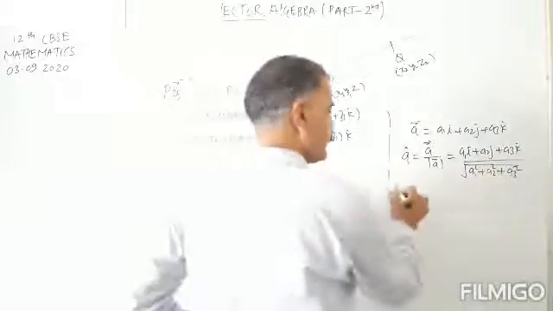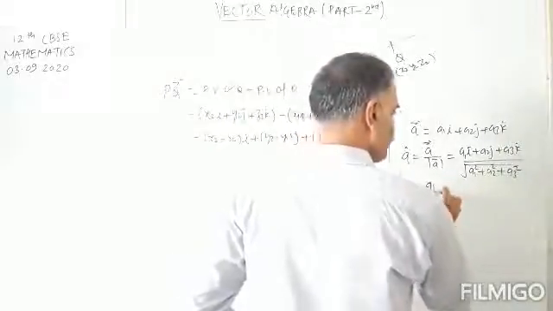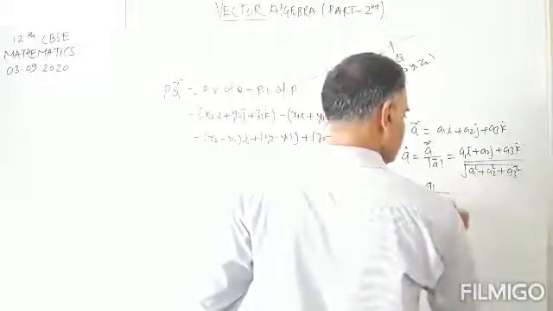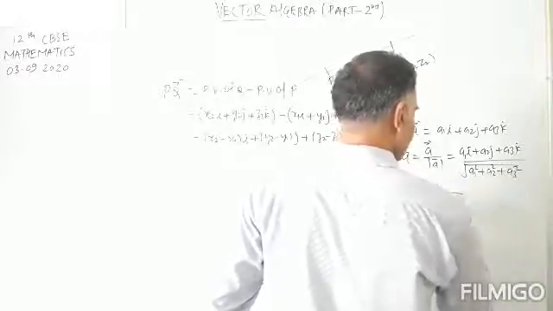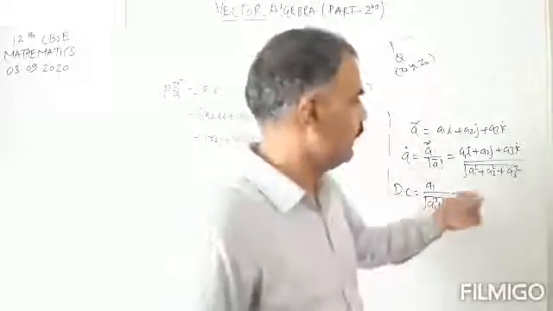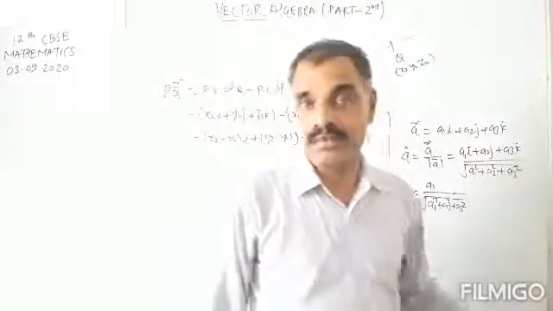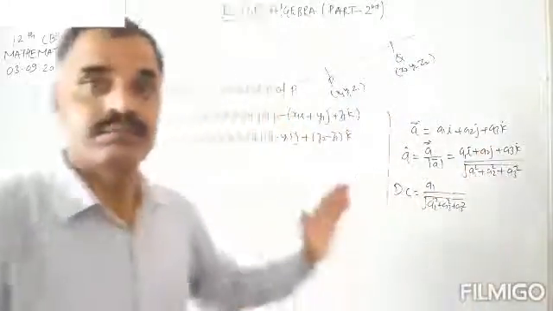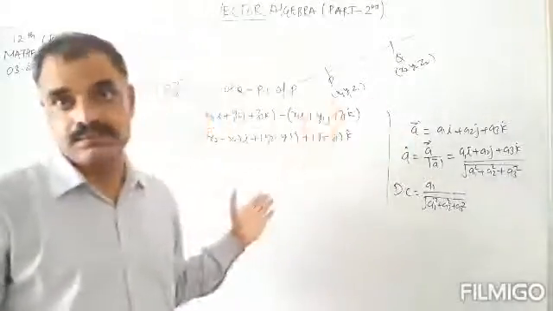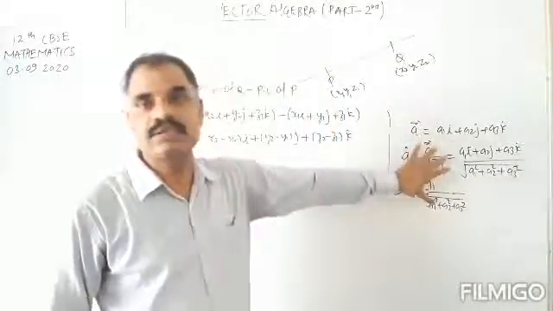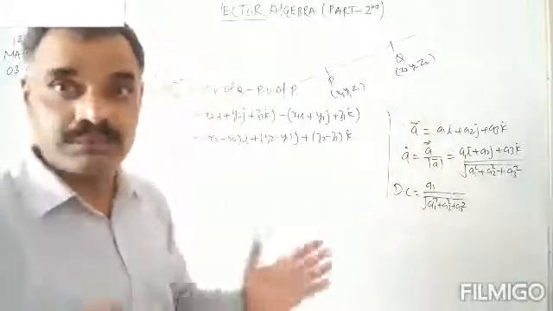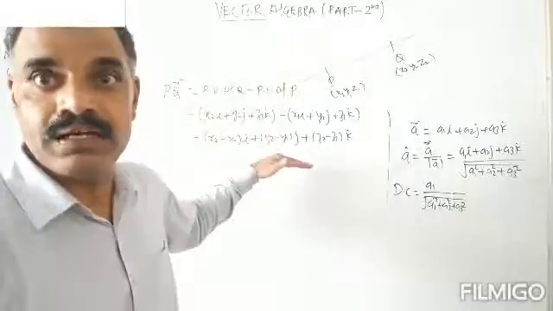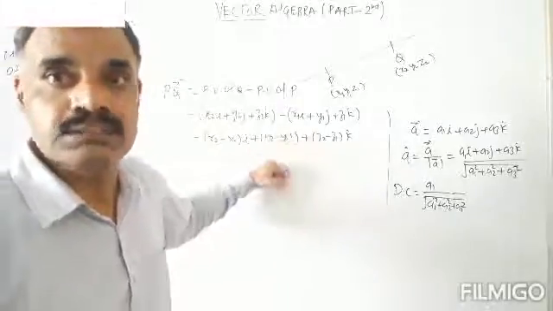Now direction cosines are a1 upon under root a1 square plus a2 square plus a3 square, and similarly for the others. So first of all, we can find the direction cosines. We will use this concept to find the direction cosines of a line segment PQ, whose endpoints are given. We will find the unit vector of this vector.